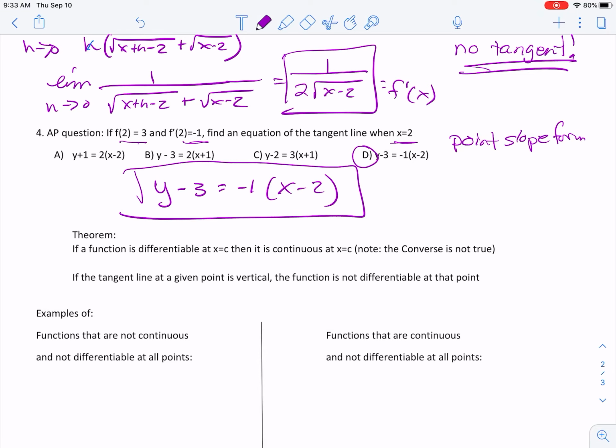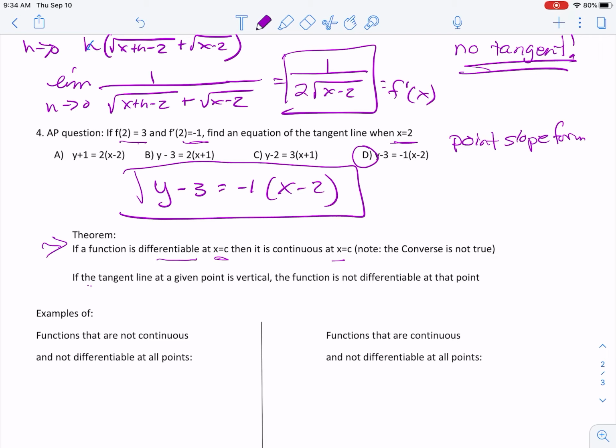Alrighty, part 2. Let's start with this. It says if a function is differentiable at c, then it's continuous at c. The converse is not true. Just because it's continuous doesn't mean it's differentiable. All right, pay attention. Let's say that again. If a function's differentiable at a c, a point on the curve, then it has to be continuous at that point. But just because it's continuous doesn't mean it's differentiable.